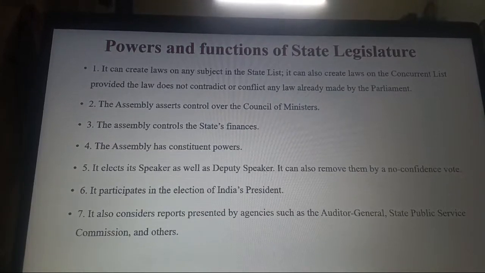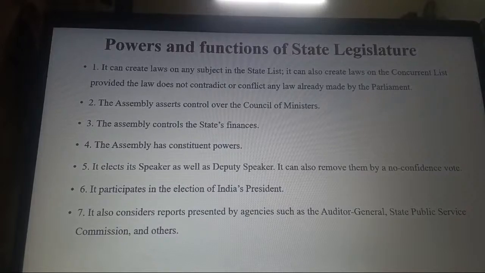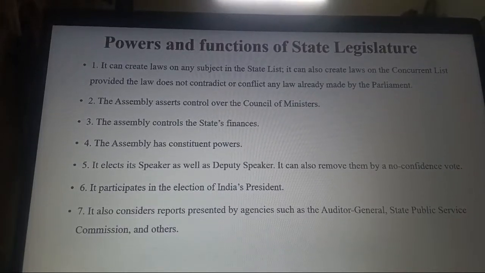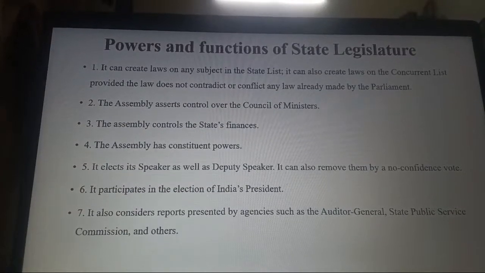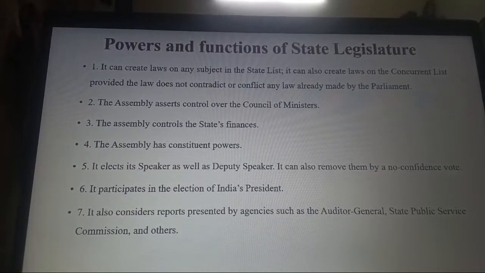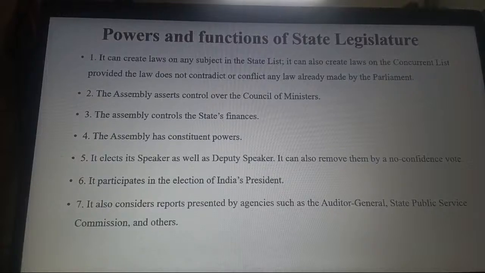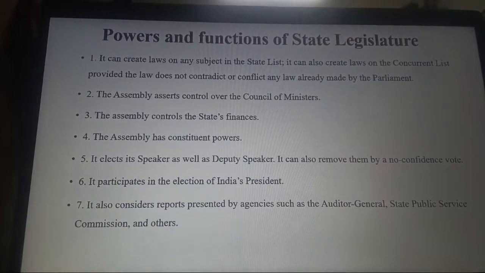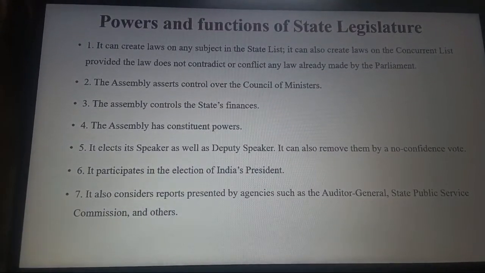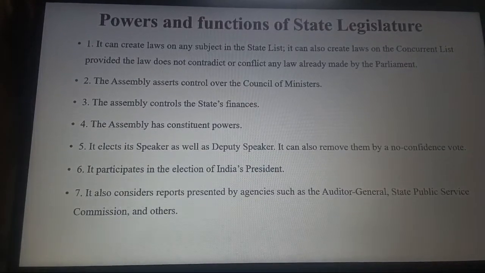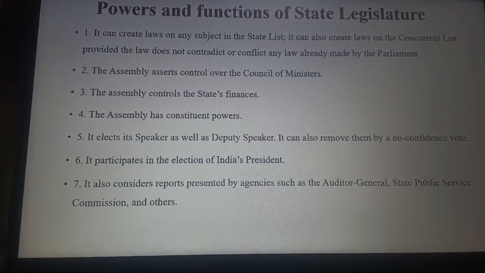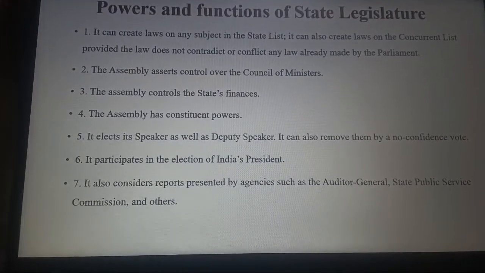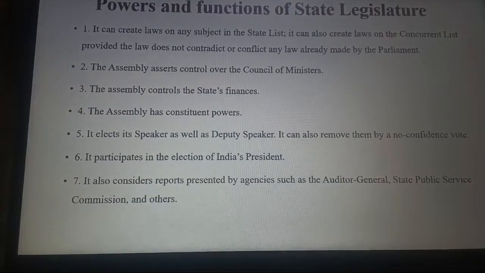Powers and functions of the state legislature. It can create laws on any subject in the State List. It can also create laws on the Concurrent List provided the law does not contradict or conflict with any law already made by the Parliament. The Assembly asserts control over the Council of Ministers. The Assembly controls the state finances. The Assembly has constituent powers. It elects its Speaker as well as Deputy Speaker. It can also remove them by a no confidence vote.